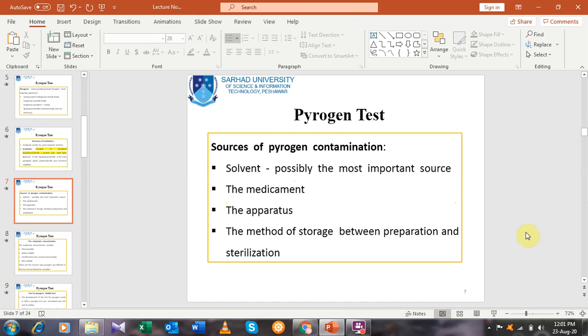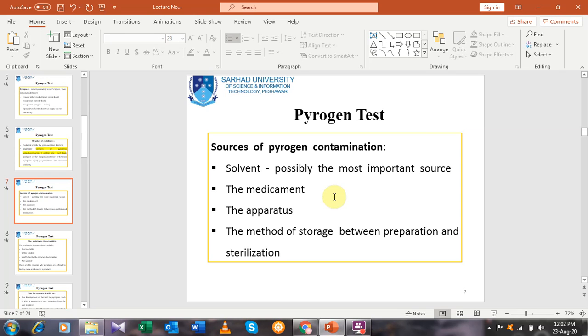And sources of pyrogen contamination. There are different sources of pyrogen contamination, where a product or the environment may be pyrogenic. The first one is solvent. Possibly the most important source is the solvent, maybe aqueous or non-aqueous solvent, which is possibly the prime source of the pyrogenicity. The second is the medicament, if the medicament is contaminated with pyrogen, and that's why the pyrogen may be produced due to the medicament.